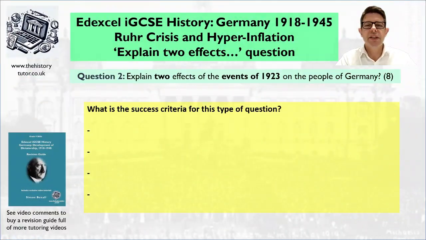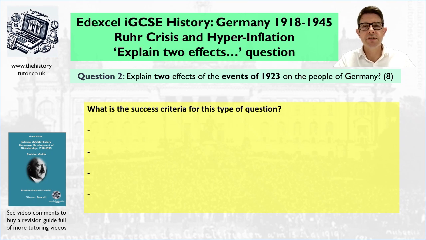Okay, so let's think about our question now. So it says, explain 2 effects of the events of 1923 on the people of Germany. So as you know, question 2 in this exam will always start with explain 2 effects of something. It's a nice test of what you've revised and what you can explain. Let's think about the wording of this question and what skills you need to show.